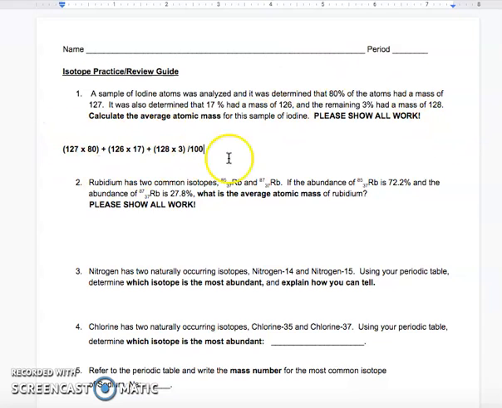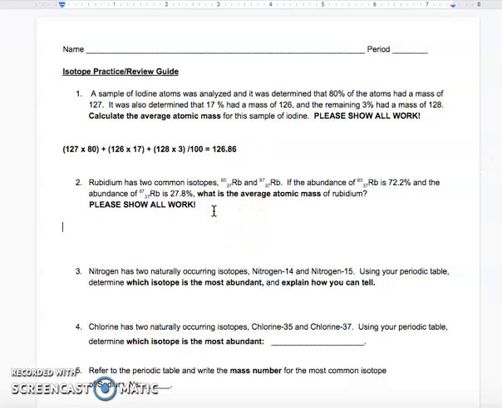I can't really type out over 100, so I'm just going to type it like this, but you're just dividing the sum of these 3 things by 100. If you type that into a calculator, you should get 126.86. If you want to check your answer, go to the periodic table and find iodine, and you'll see that it has a mass of 126.9. This is very, very close to 126.9, so I know that my answer is correct.